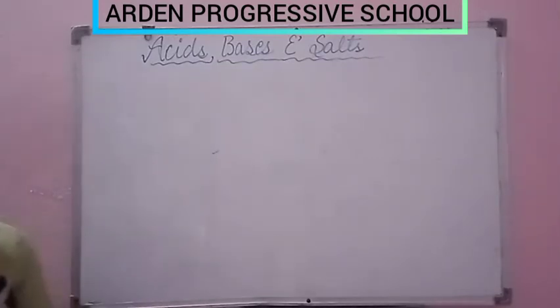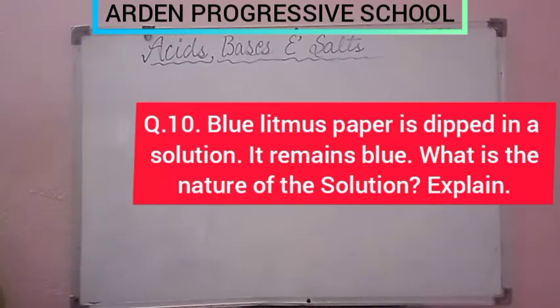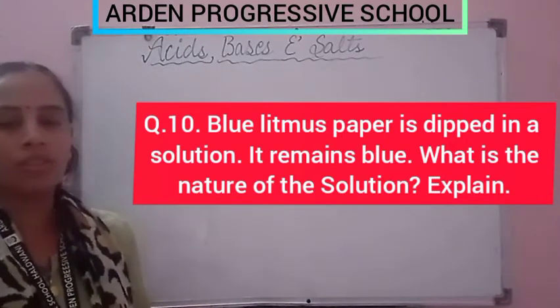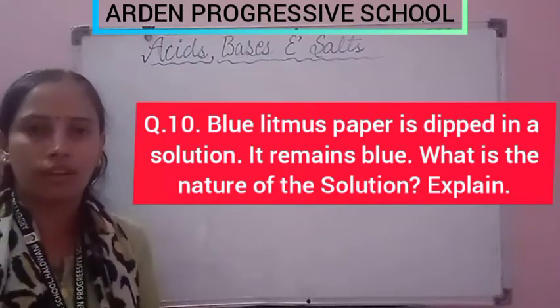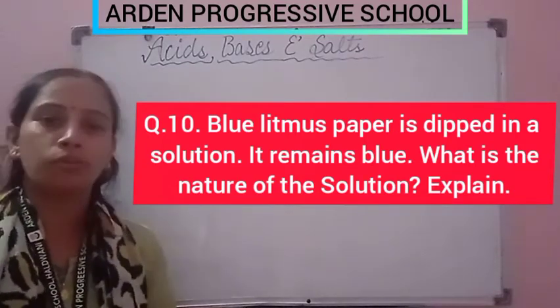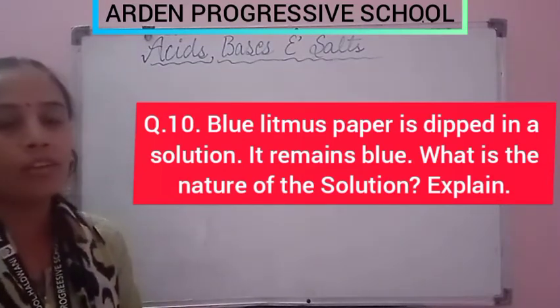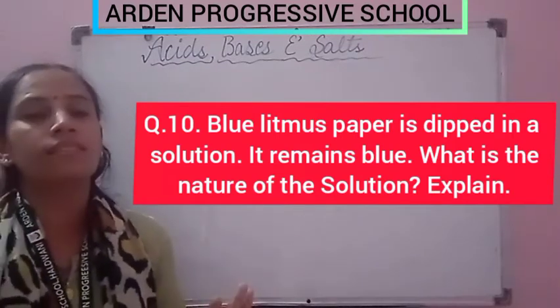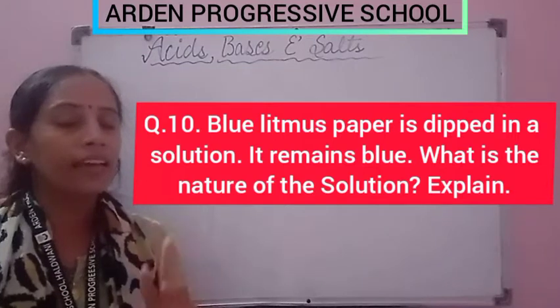Now the next question is also on your screen. A blue litmus paper is dipped in a solution. It remains blue. What is the nature of the solution? Explain. So the question is asking, is it acidic, basic or neutral? Students, when there is no change in the litmus paper, when we put blue litmus paper in the solution and it remains blue, there are two conditions.